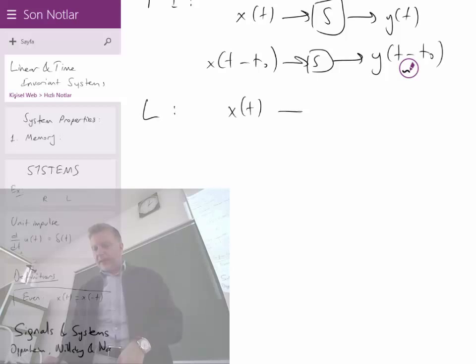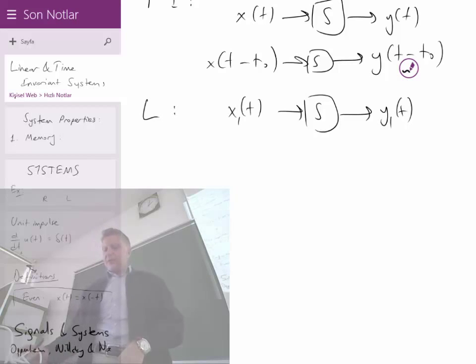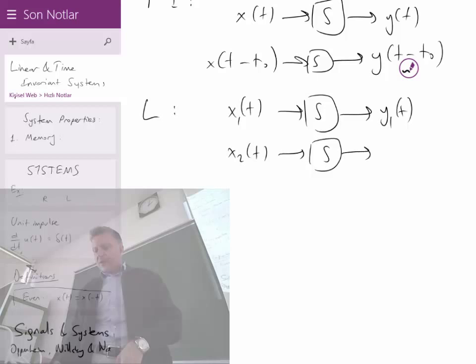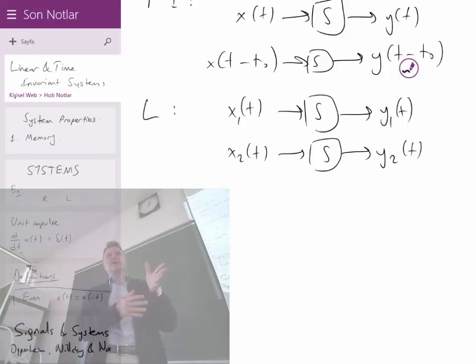And the linearity was something like this. If x of t comes into the system and y of t goes out, but I will give numbers to that. x1 of t will produce y1 of t, and x2 of t will produce y2 of t. These must be individually observed. You make experiments, black box experiments. You apply this input, you observe that output. You apply another input, you observe the other output.